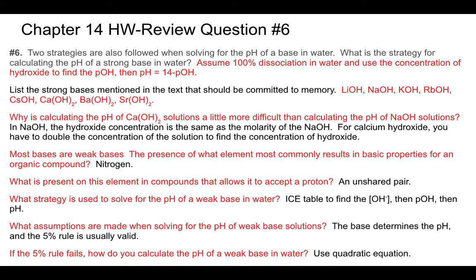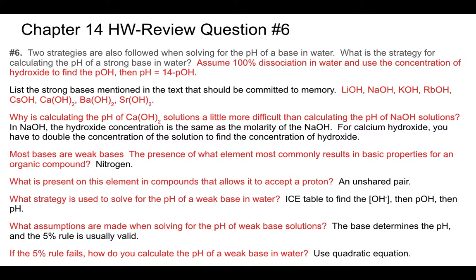Two strategies are also followed when solving for the pH of a base in water. What is the strategy for calculating the pH of a strong base in water? In a strong base in water, we assume 100% dissociation in water. So we use the concentration of the base to be the concentration of the hydroxide. Then we take the negative log of the hydroxide to get the pOH. Then we subtract the pOH from 14 to get the pH. So you've got that extra step of subtracting pOH from 14 when you have a base.